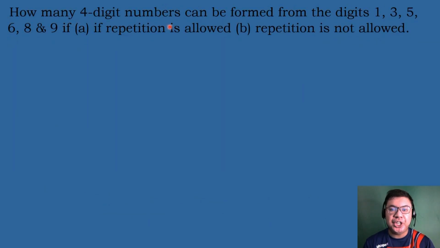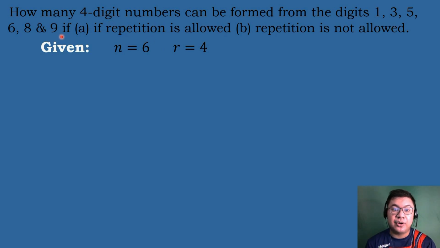How many 4-digit numbers can be formed from the digits 1, 3, 5, 6, 8, 9 if letter A, repetition is allowed, letter B, repetition is not allowed? So let's identify first the given. The number of objects is equal to 6 because there are 6 numbers. The numbers 1, 3, 5, 6, 8, and 9. And then after that, the value of R is equal to 4 because there are 4-digit numbers that we will form using these digits or numbers.